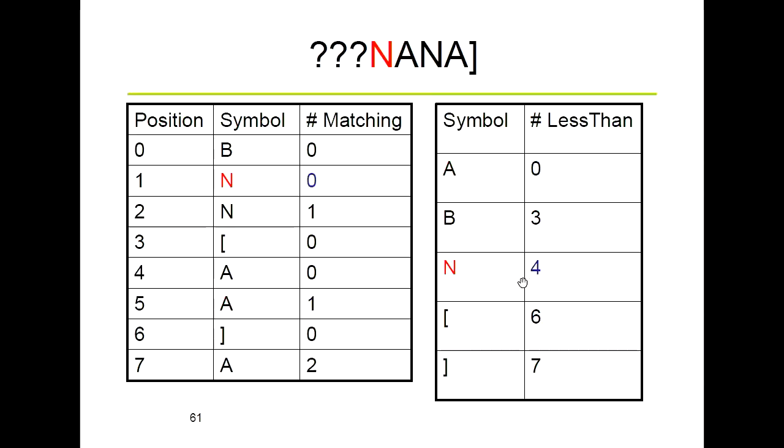0 plus 4 is 4. It's A. 0 plus 0 is 0. It's B. B is 0 plus 3 is 3. It's cap.